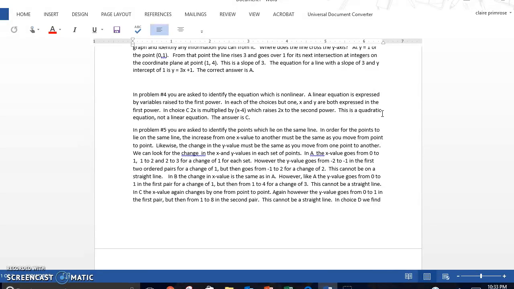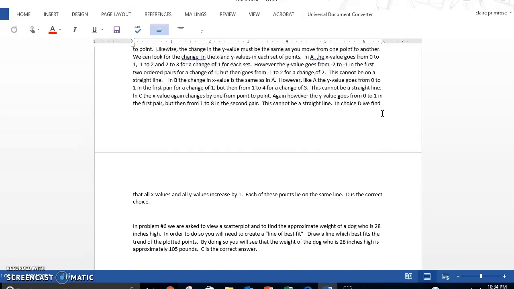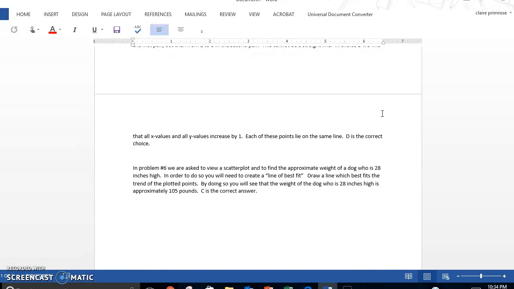In C, the x value again changes by 1 from point to point. Again, however, the y value goes from 0 to 1 in the first pair, but then from 1 to 8 in the second pair. This cannot be on a straight line. In choice D, we find that all x values and all y values increase by 1. Each of these points lies on the same line. D is the correct answer for problem number 5.